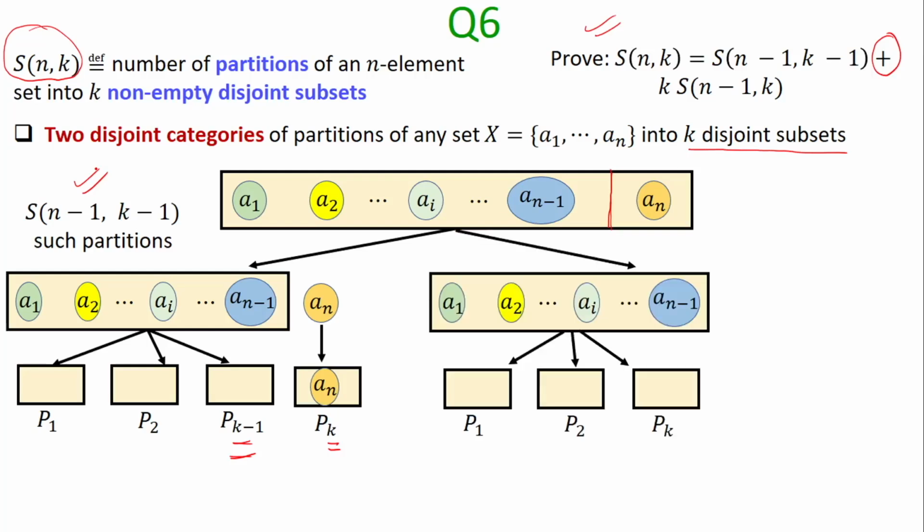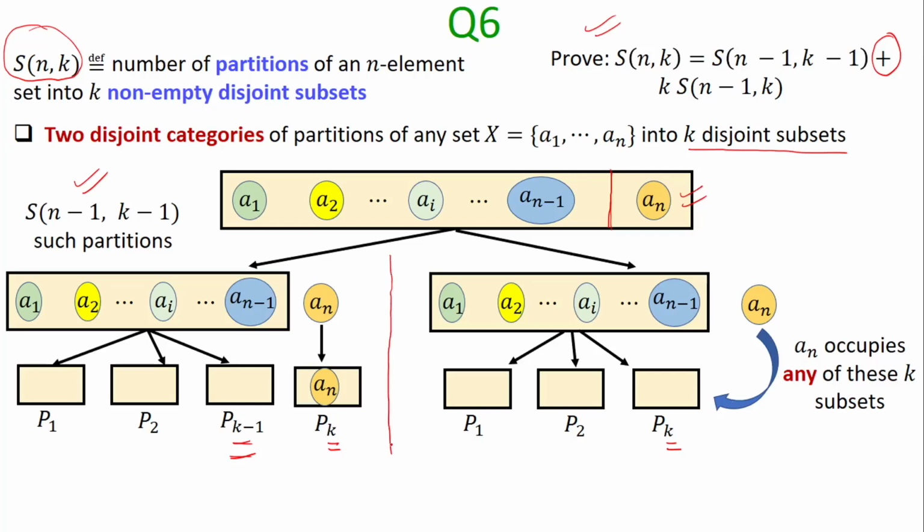Category 2, where I take the n minus 1 elements and partition them into k disjoint subsets, not k minus 1. Now I still have to put A of n somewhere. In this category, I am going to consider the case that A of n can occupy any of these k subsets, right? So this is clearly different from the case where we have explicitly reserved a whole partition for the nth element, and the remaining k minus 1 subsets were covering the remaining n minus 1 elements. Here, the entire k subsets are going to cover the n minus 1 elements, and A of n also is supposed to occupy one of those subsets, right?